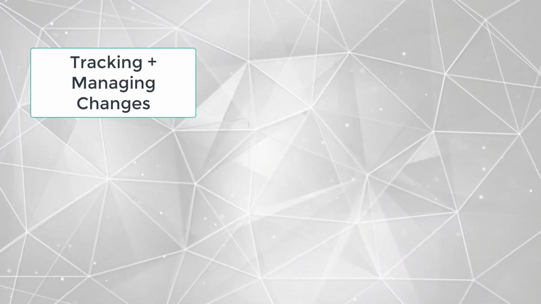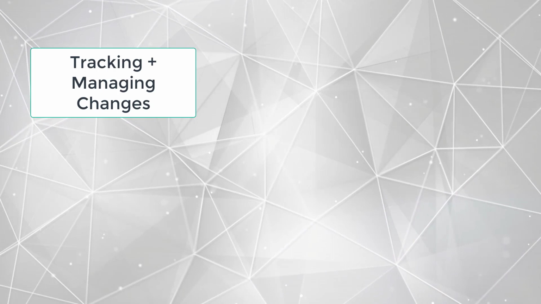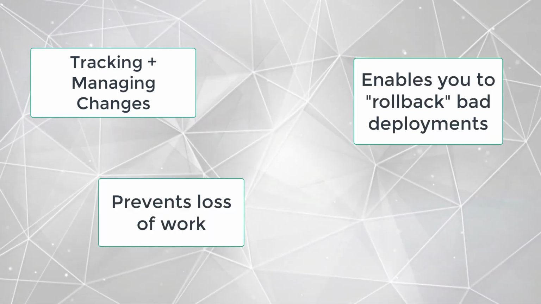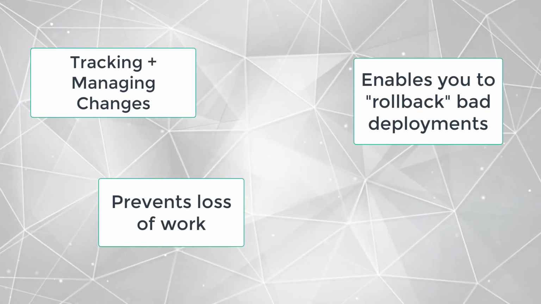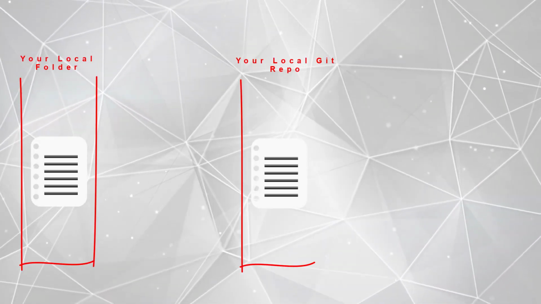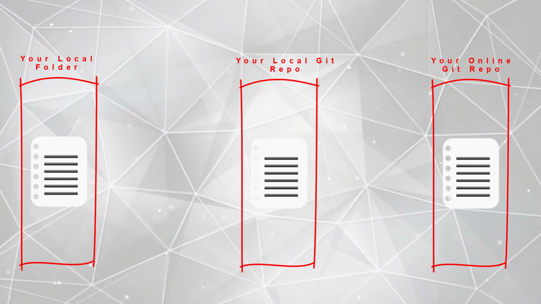Now, over to a quick diagram. Source control is the practice of tracking and managing changes. It's essential if you're developing a software project to prevent you and your team from losing their work and being unable to roll back a bad deployment. Git holds your files in fancy containers called repositories. You have both a local, meaning on your computer, and a remote repository, which is on a server somewhere.